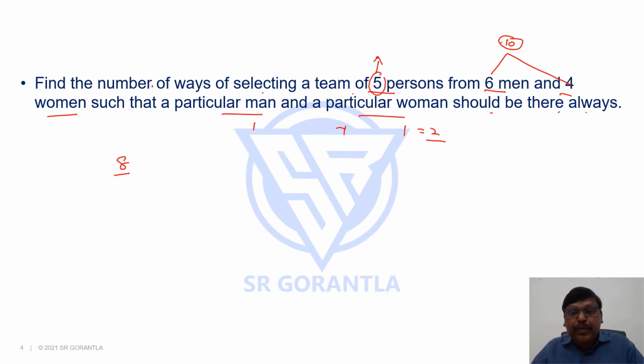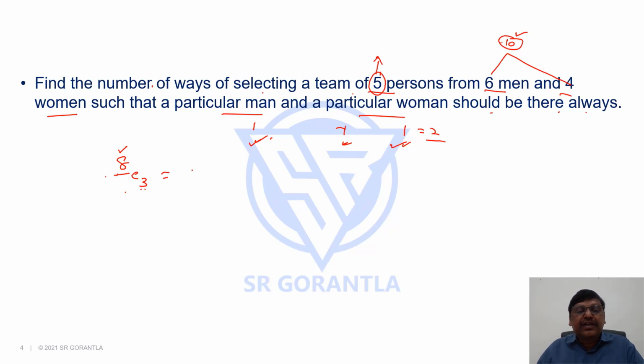Since I need to select 5 people, out of which already 2 people are definitely there, we have to only select the remaining 3 people. So it is like selecting 3 persons out of the 8 people. Out of 10, 2 are definitely there, so from the remaining 8 people, I have to select. Out of 5, 2 already got selected, means I have to select 3.